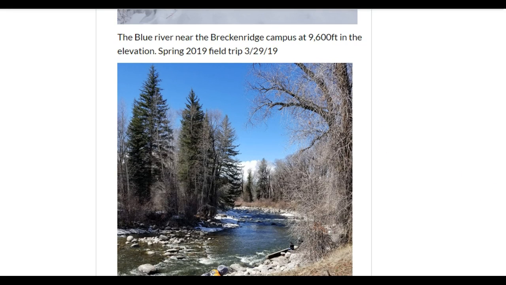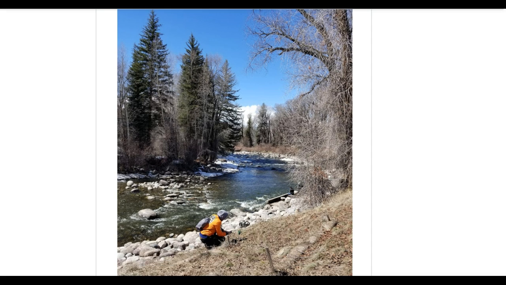Okay, so we'll go back here. We're going to go outside right now, and we are going to collect our water sampling measurements in Breckenridge, or excuse me, in Edwards, and we'll catch up with you afterwards.